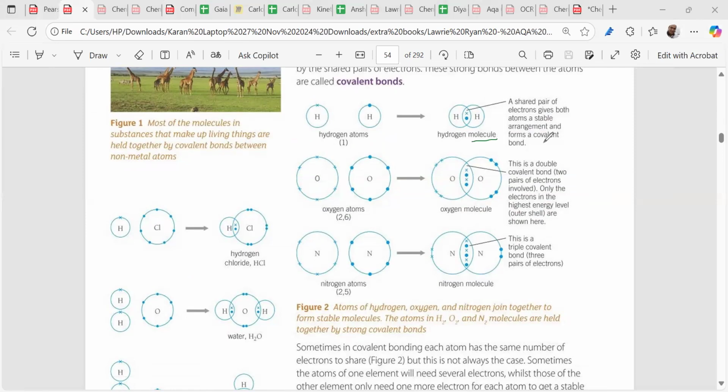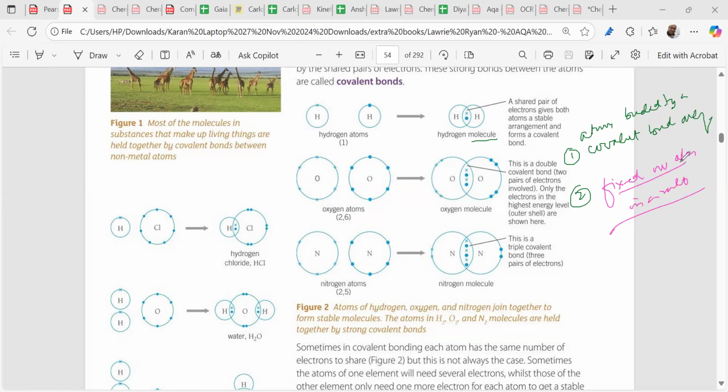What's a molecule? Molecules are those which have atoms bonded by a covalent bond only. This is the first thing you have to master. Number two, molecules contain a fixed number of atoms. This is also important, a fixed number of atoms in a fixed ratio. So when we talk about molecules, molecules are atoms bonded by a covalent bond only. This also has to be satisfied.